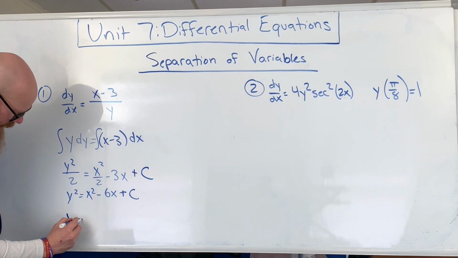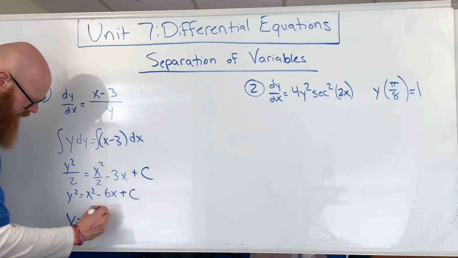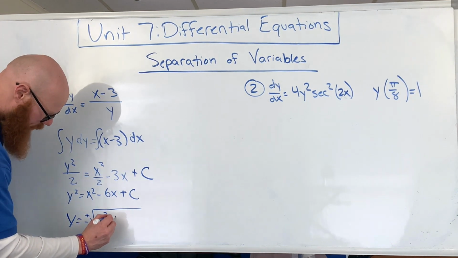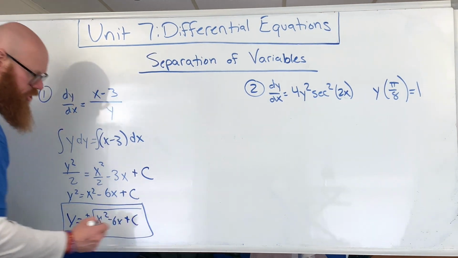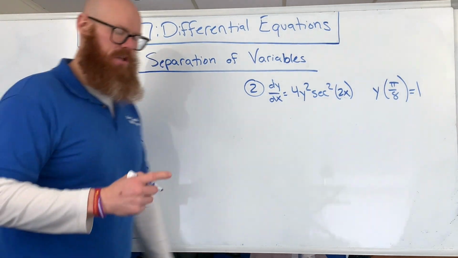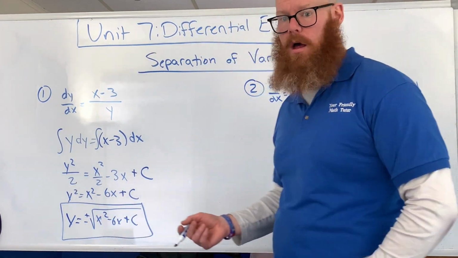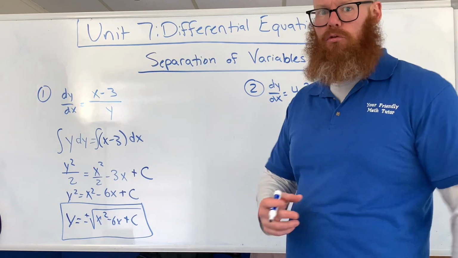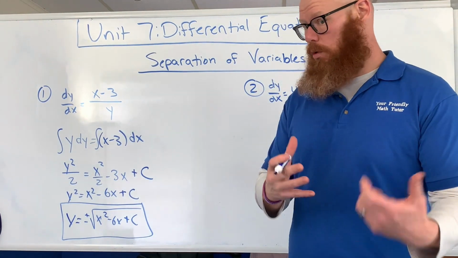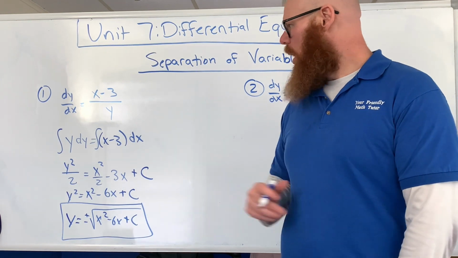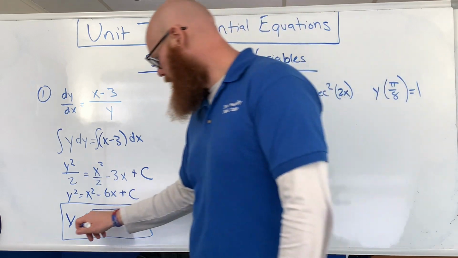And then finally, I'm going to take the square root. So I get plus or minus the square root of x squared minus 6x plus c. And that is what we would call our general solution, because I have this plus c in there. I have this constant that I could change to any number I want, creating an infinite number of graphs or curves on the coordinate plane, which is kind of related to what we were talking about before with our slope field. So that's called a general solution because it has a constant in it.